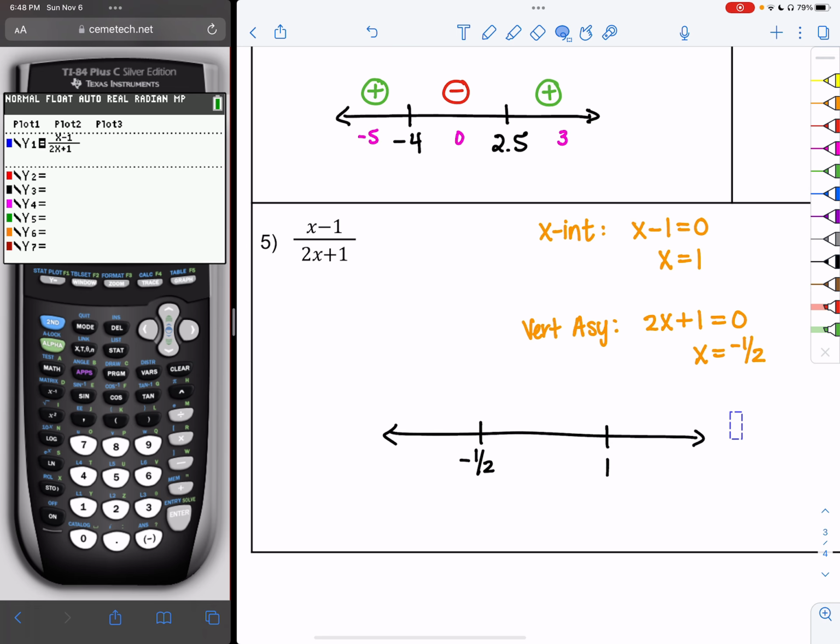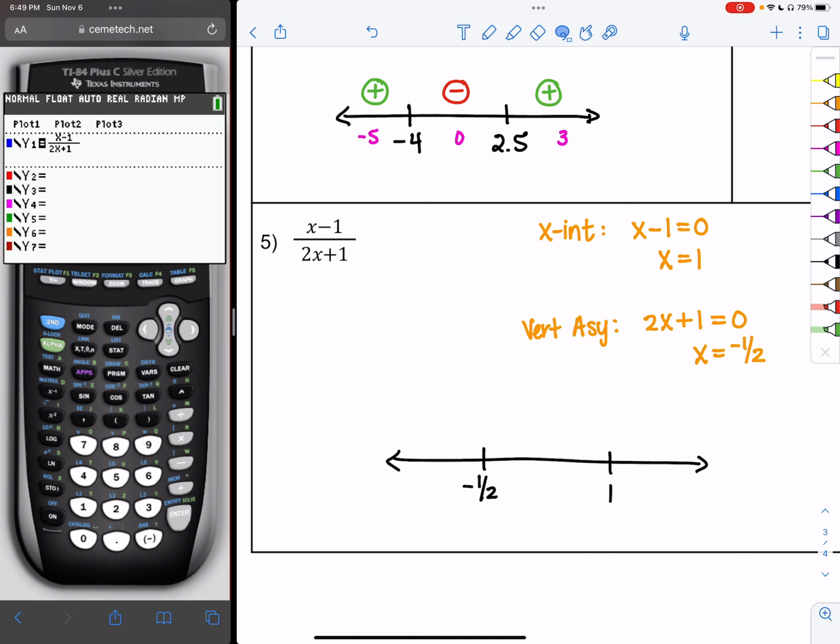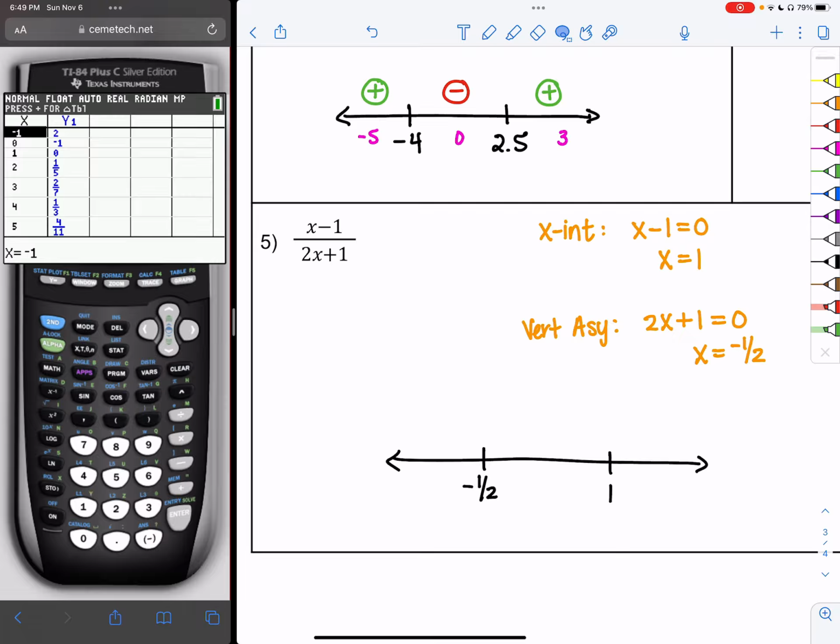So now that I have that, I can just go to the table and see where my numbers will be. So a number that's smaller than negative 1/2, I'm going to pick negative 1. A number that's in between negative 1/2 and 1 is 0, and a number that's bigger than 1 is 2. So if I look here, when x is negative 1, the value of y is positive, so it's above the x-axis. If I pick 0, the value then goes to negative, it goes below the x-axis. And then if I pick an x value of 2, that means it's back positive here.